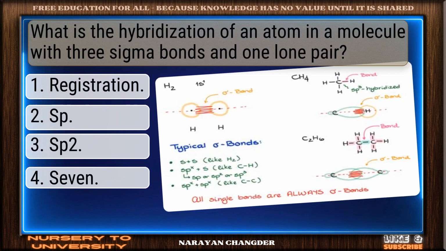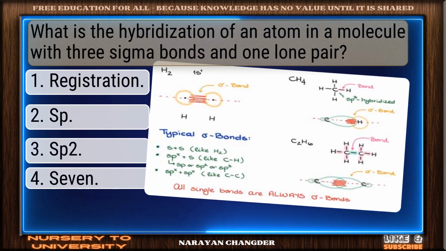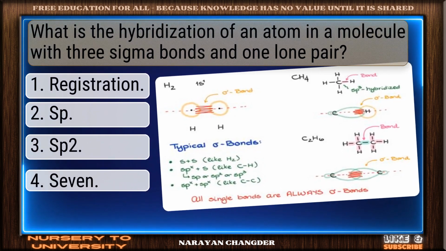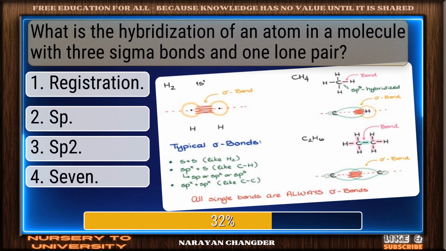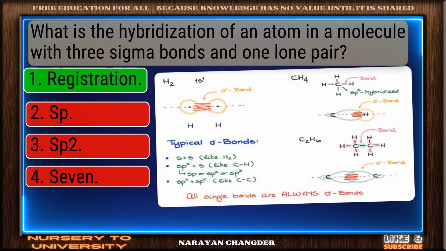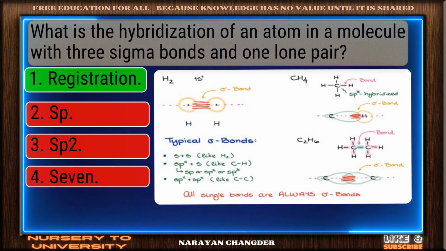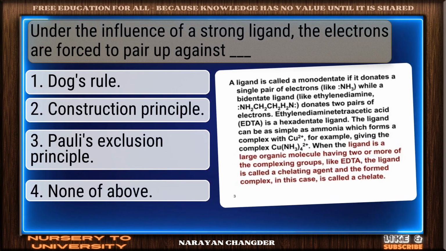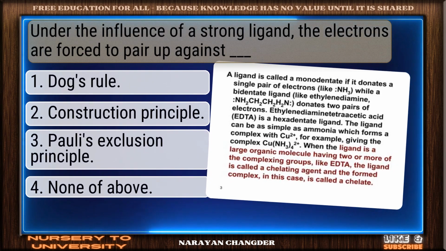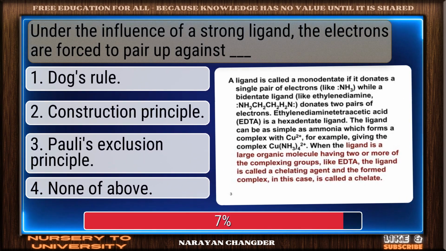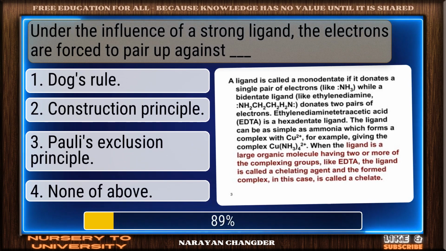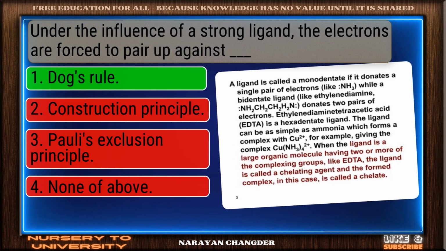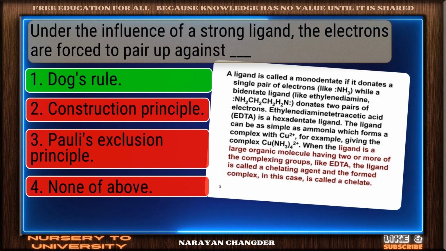What is the hybridization of an atom in a molecule with 3 sigma bonds and 1 lone pair? Good thinking. sp3 is the right answer. Under the influence of a strong ligand, the electrons are forced to pair up against dash. Good job. Your answer, Hund's rule, works well here.